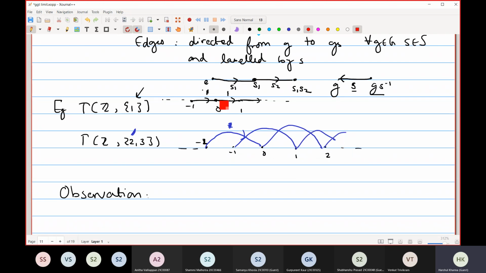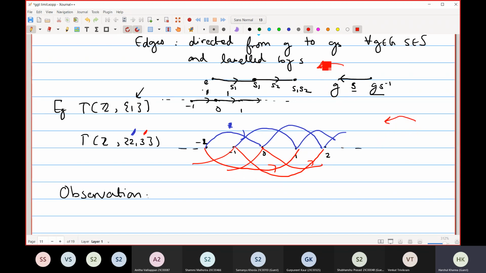And for the 3 part, right, I'm using the red color. That would be -2 to 1 in this direction, -1 to 2 in this direction, and so on. So the Cayley graphs look like this.